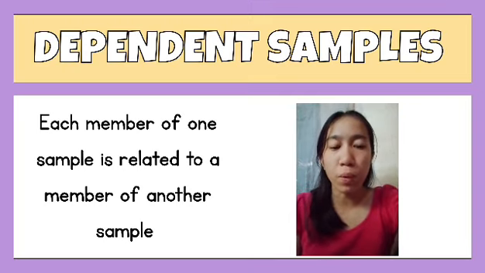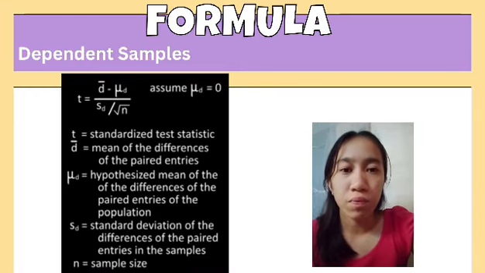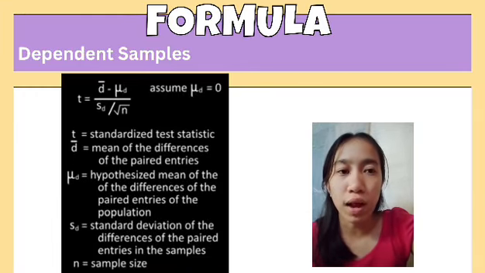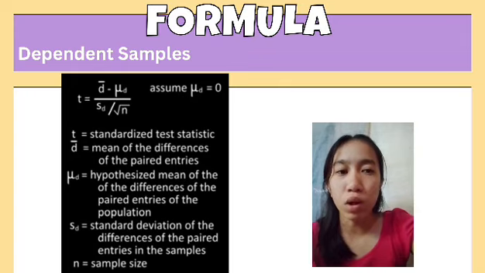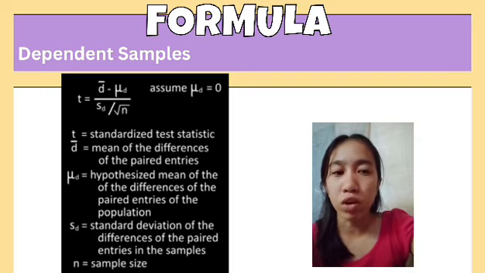It is used to compare the means of two related groups to determine if there is a statistically significant difference. So here's the formula in finding the dependent samples. T, or the standard test statistic, is equal to the mean of the differences of the paired entries minus the hypothesized mean of the differences of the paired entries of the population, all over the standard deviation of the differences of the paired entries in the samples divided by the square root of the sample size.